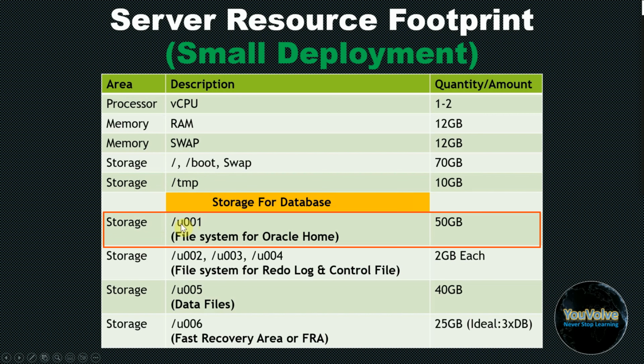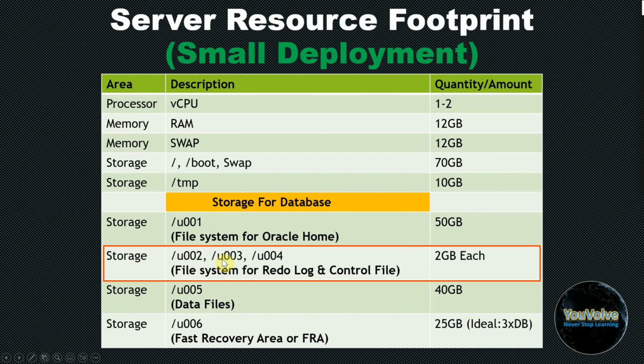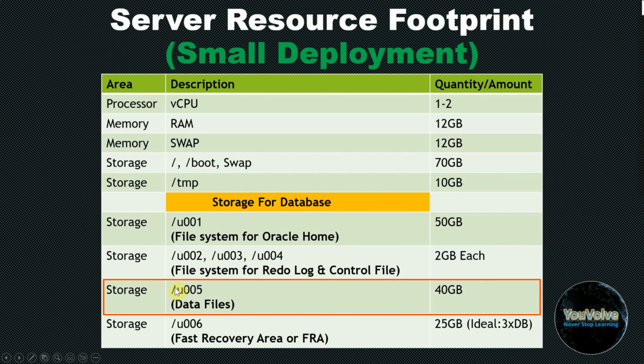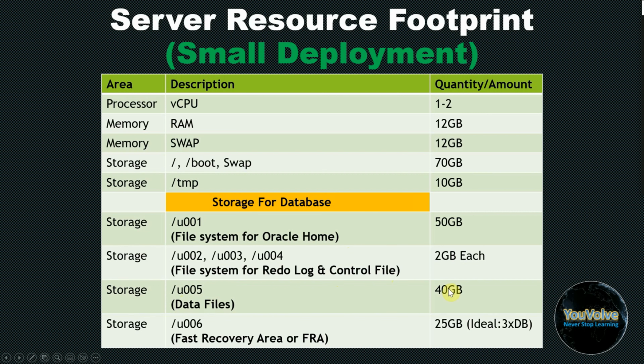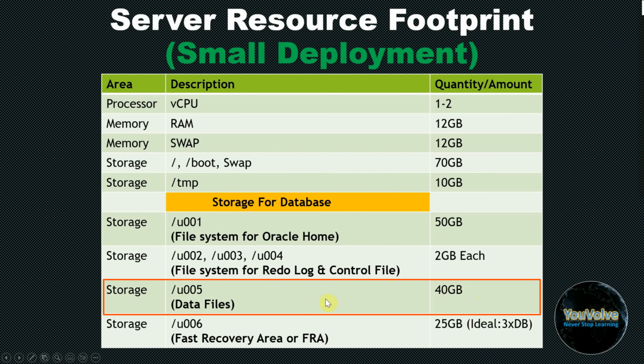Now the file system named u001 is created with a size of 50 gigs for the Oracle RDBMS and the OEM or OMS binaries, logs, trace, and dump files. Without the OMS installation on this server, you can have it at around 15 gigs. The file systems named u002, u003, and u004 are created with a size of 2 gigs each, and they will be hosting the 3 groups of redo logs and the multiplexed control files. The file system named u005 is created with a size of 40 gigs, which will host the data files.